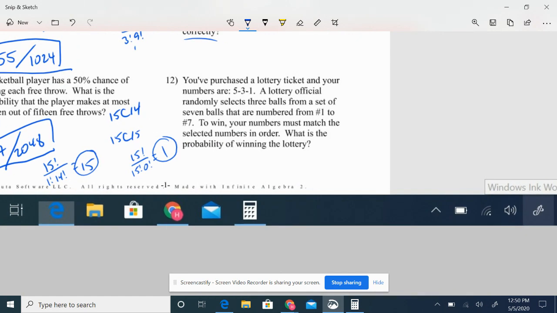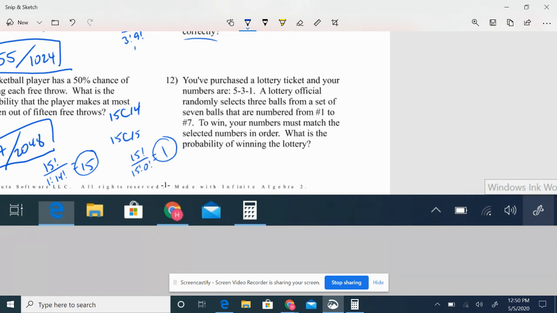Now let's take a look. You purchase a lottery ticket and your numbers are 531. A lottery official randomly selects 3 balls from a set of 7 balls that are numbered from 1 through 7. To win, your numbers must match the selected numbers in order. So the order does matter. What is the probability of winning the lottery?